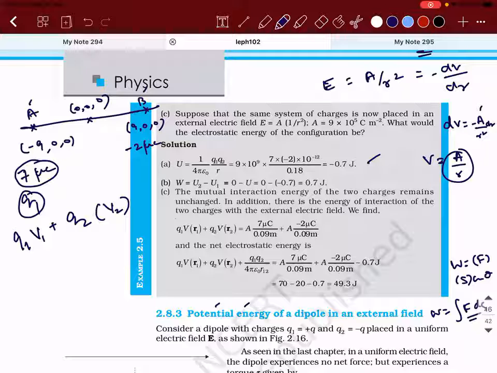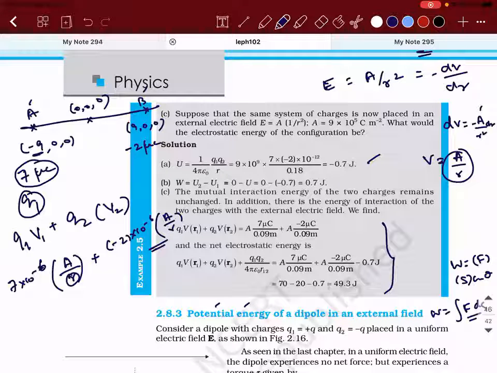If electric field is inversely proportional to R square, then you can say that the potential is inversely proportional to R. Remember that. Okay. So Q1 is 7 into 10 power minus 6 multiplied with V1, which is A by R, where in the place of R you will substitute 9, plus Q2, which is minus 2 into 10 power minus 6 into A divided by R. That's the answer. A is some constant. So this part is important.